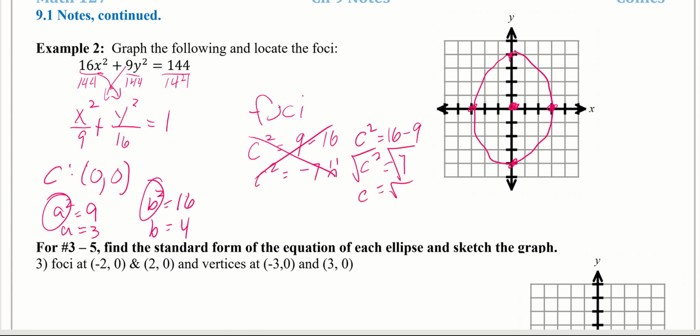Now, the difference with this one, example number 2 versus number 1, is that the major axis is in the y direction now, right? So my foci are going to be, I'm going to have 2 of them. I'll have 0, okay, because again, we're moving up and down in the y, and so this would be root 7 and negative root 7.